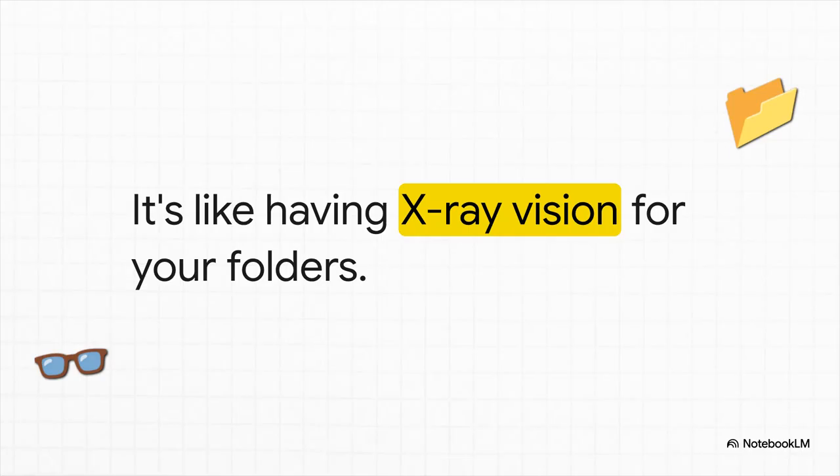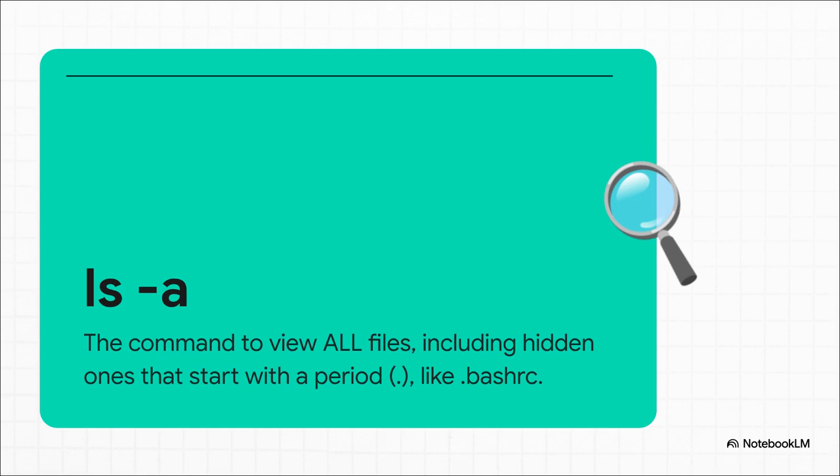The best way to think about this is like you're getting a superpower. Seriously. Imagine putting on a pair of X-ray specs that let you see right through the walls of your folders, exposing every single file inside, especially the secret ones. And the command that gives you this power is ls -a. Now, ls by itself will list your standard files, but adding that little -a flag, that's for all, it shows you everything. That includes all those important configuration files that Linux hides to keep them safe. You'll spot them because they usually start with a period, like the super important .bashrc file.